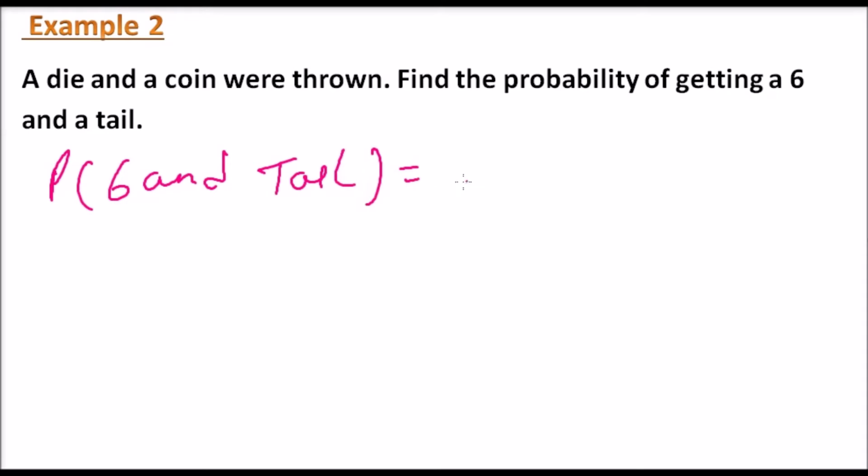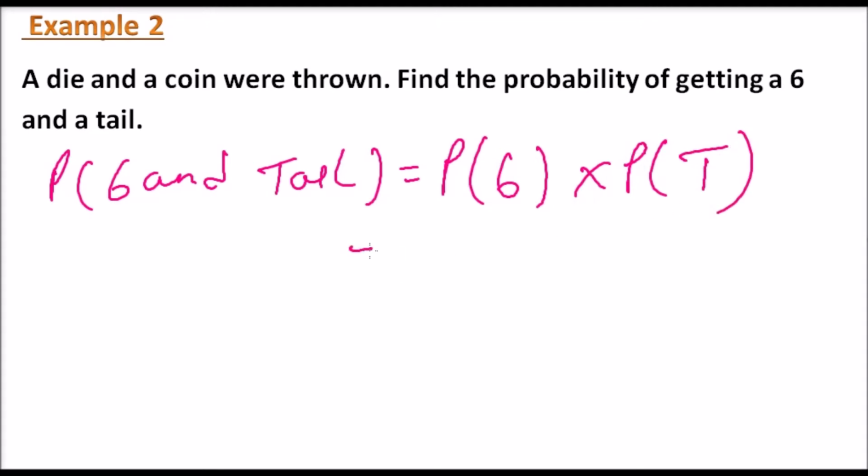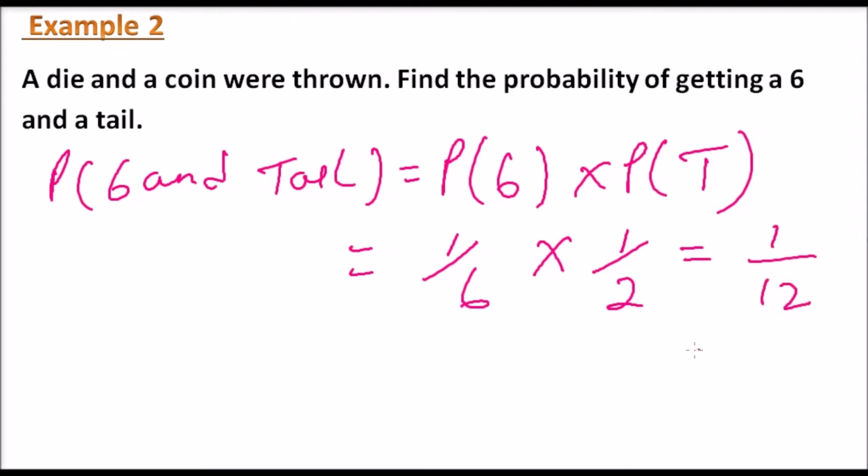is equal to the probability of getting a 6 multiplied by the probability of getting a tail. The probability of getting a 6, since we have 6 numbers, is 1 over 6, multiplied by the outcomes of the coin, which are only 2, so 1 over 2, and this gives you 1 divided by 12. So the probability that you get a 6 and a tail is 1 over 12.